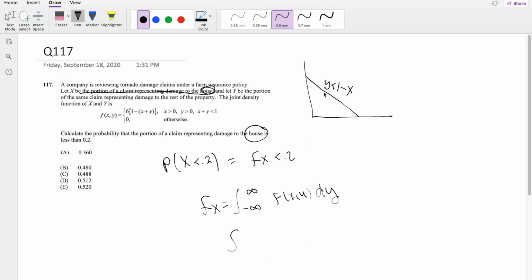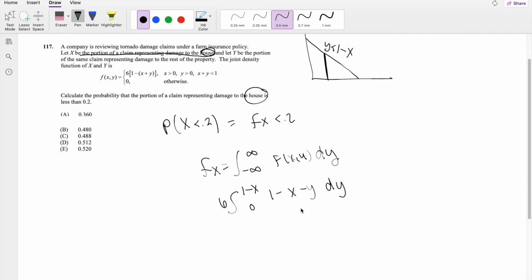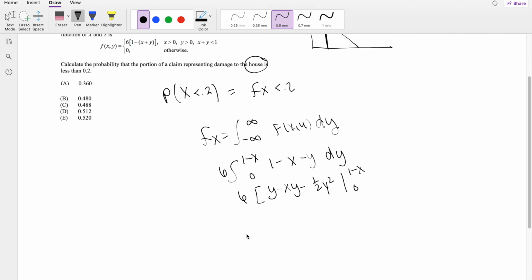the upper bound is going to be 1 minus x, and the lower bound is going to be 0, of the f of xy, which is, I'm going to throw that 6 on the outside, so you get 6 times the integral of 1 minus x minus y dy. Integrating this in terms of y, you get y minus xy minus 1/2 y squared, integrating from 0 to 1 minus x. The lower bound just gives you 0, so we're just going to worry about the upper bound here. The upper bound is 1 minus x minus x times 1 minus x minus 1/2 times 1 minus x squared.